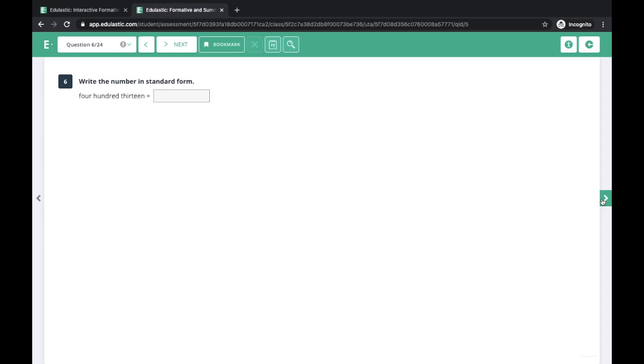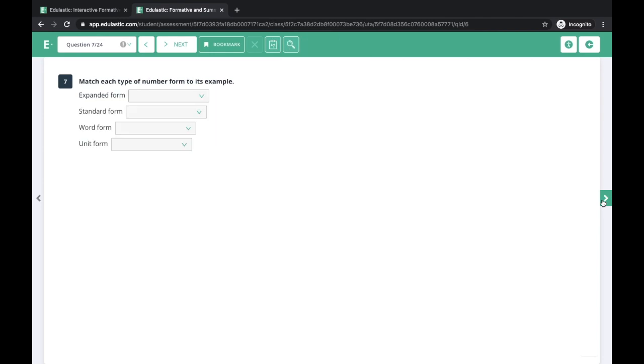Number 6, write this number in standard form. We see a number here in word form, so we want to write it the way that we would regularly write this number. We see the number 413. For 413, we have a 4, a 1, and a 3 to show 413.